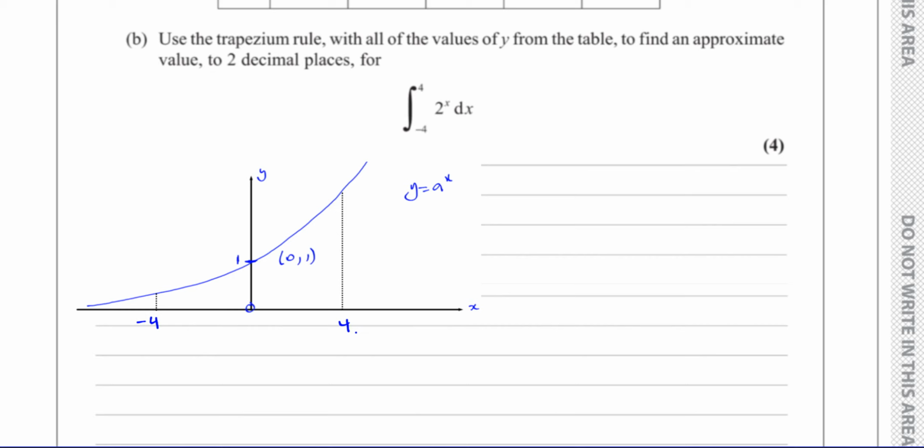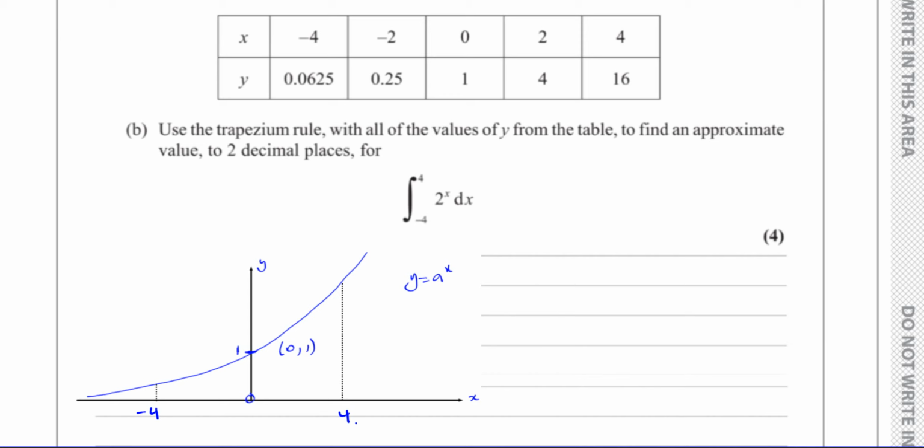That's our objective. So what they've done is they've given us a table of values going up in steps of 2s. So you have -4, -2, 0, 2, and 4. These are the steps they've given us. So what they're doing is forming these trapeziums. One here, one there, and the last one there. Equally spaced trapeziums. Each of those trapeziums is 2 units wide, so the distance between the parallel sides of these trapeziums is 2.